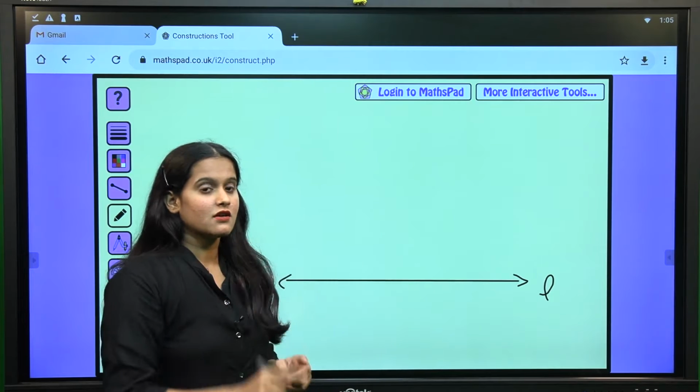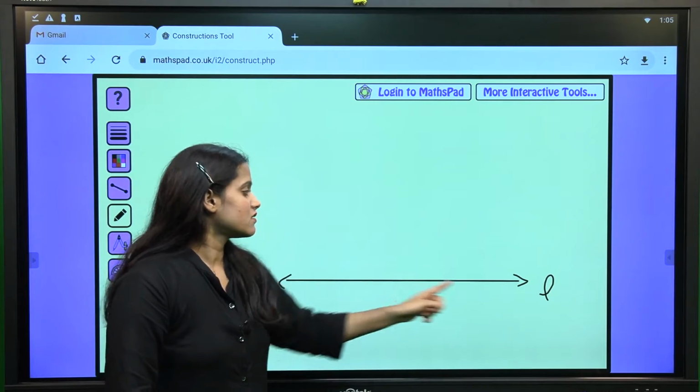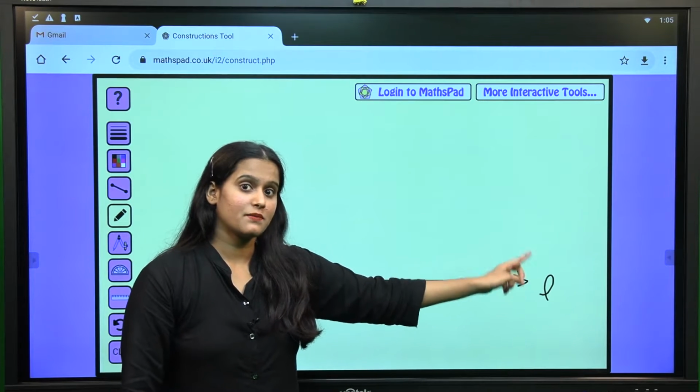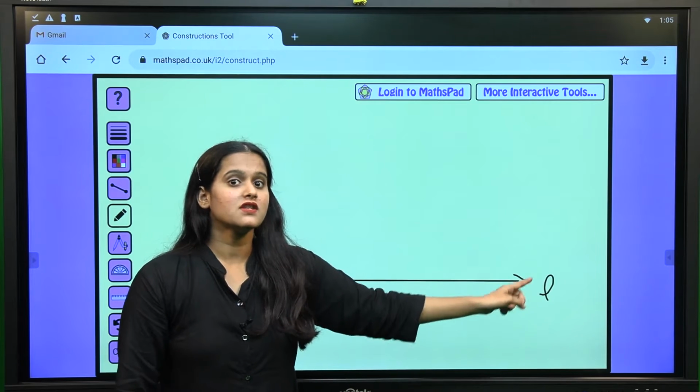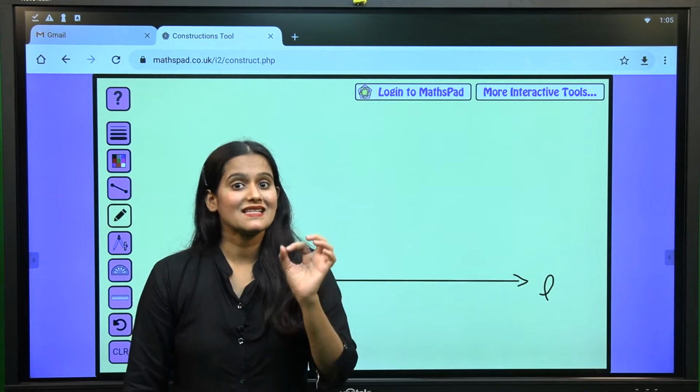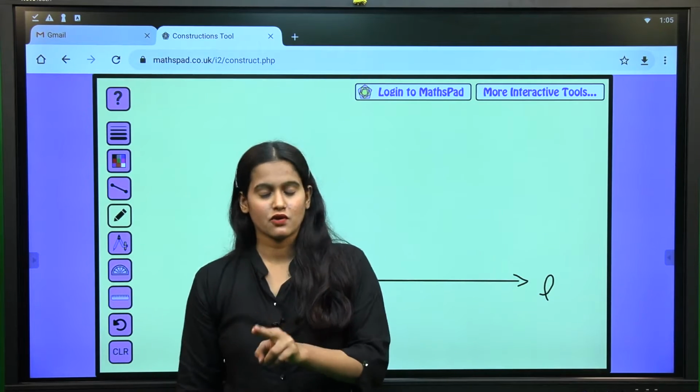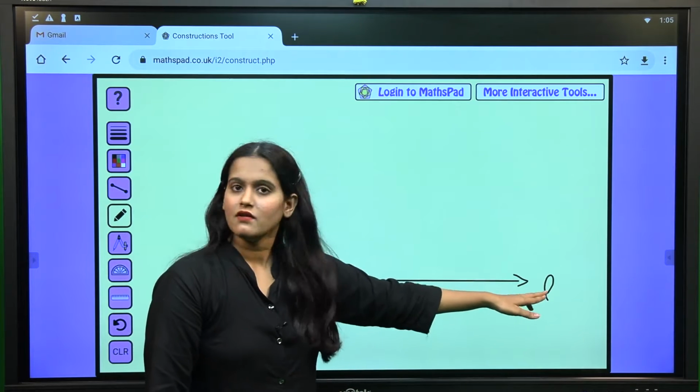So, always try to use this arrow mark. This is for the representation of a line. If you use dots, that will become a line segment. So, don't get confused over that. Here the line I have drawn.